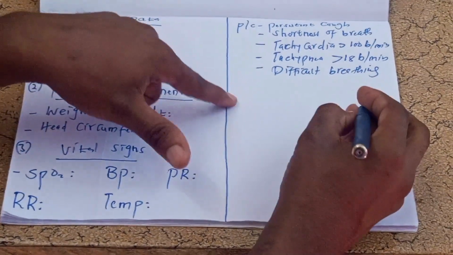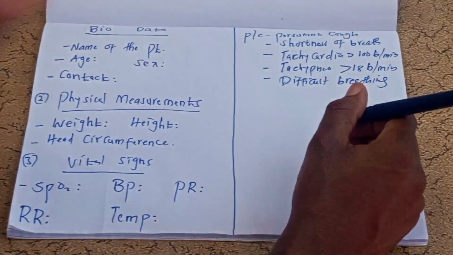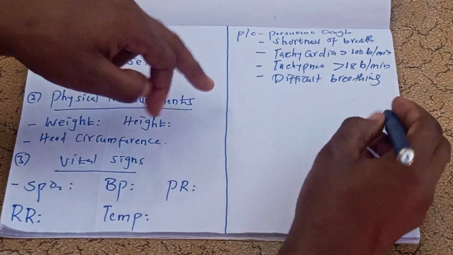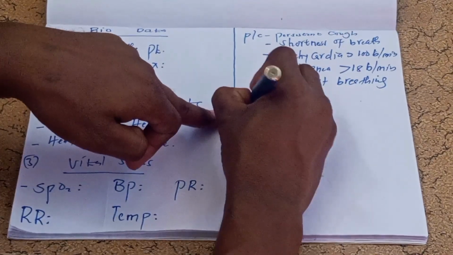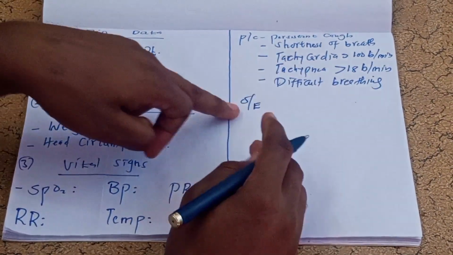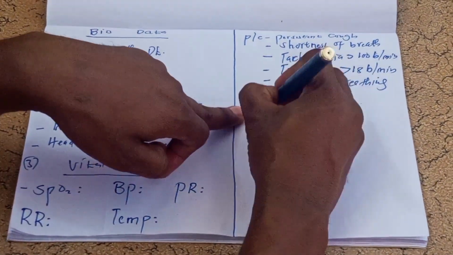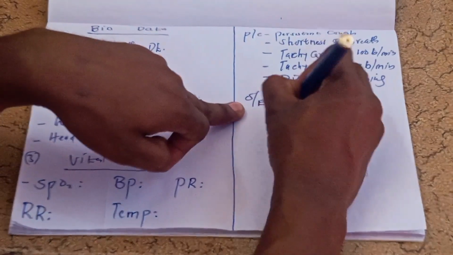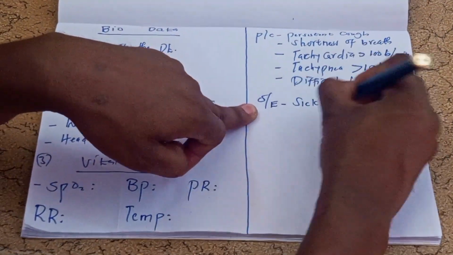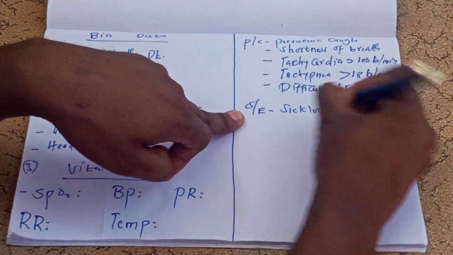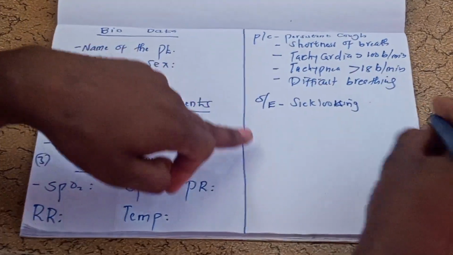Then we go for the physical examination, which is expressed as O/E, meaning on examination. On examination, what do you write? Sick looking.